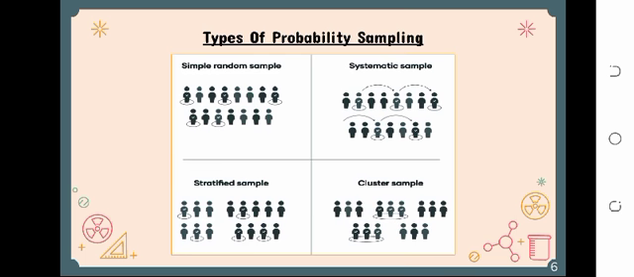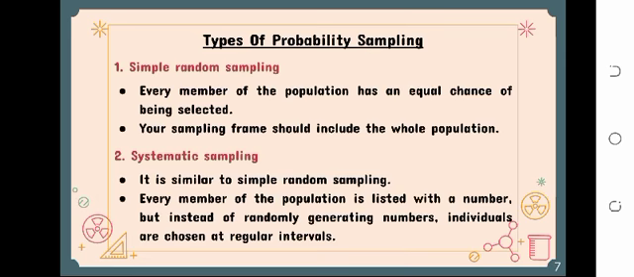Here is an overview of types of probability sampling. So the first type of probability sampling is simple random sampling. The simple random sampling is the sampling in which every member of a population has equal chance of being selected. The sampling frame should include the whole population. To conduct this type of sampling, you can use random number generators or other techniques that are based entirely on chance.